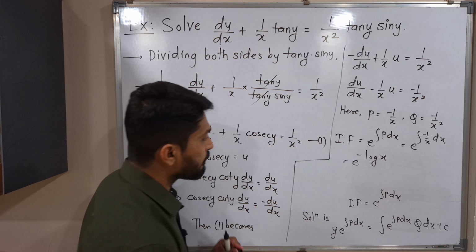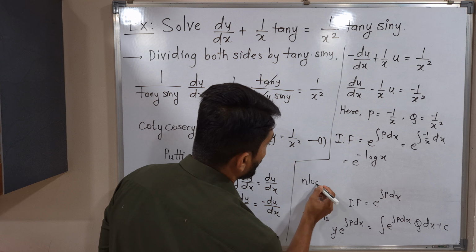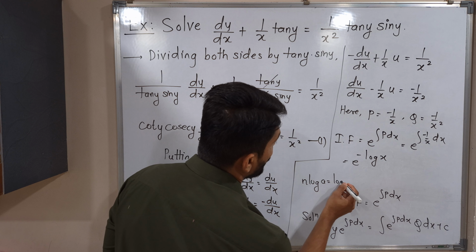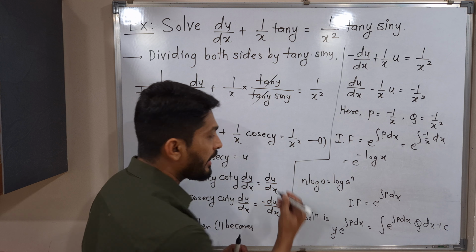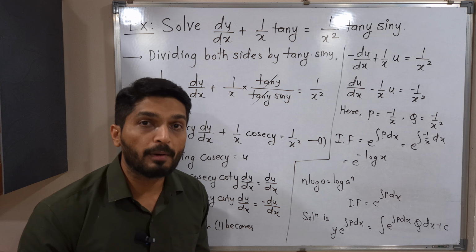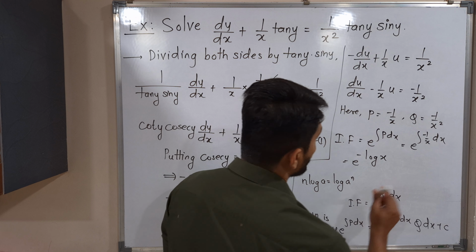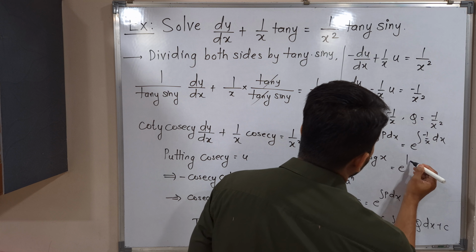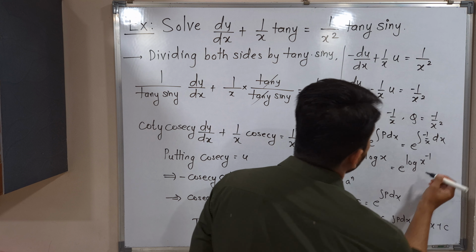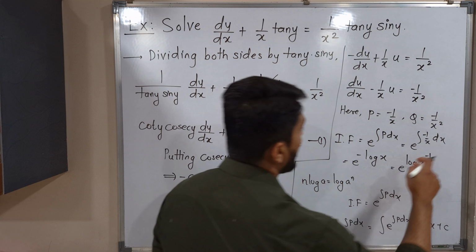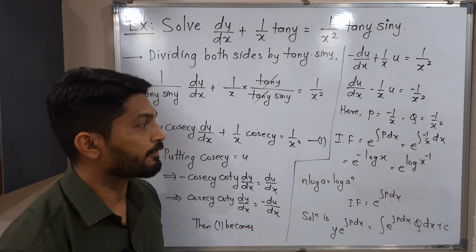There is one property of log: n log a is log a raised to n. If you have any multiple of log, you can write it as a power of a. So minus 1 is a multiple of log, so you can write e raised to log x raised to minus 1. So minus 1 will be shifted as a power of x using this property of log.